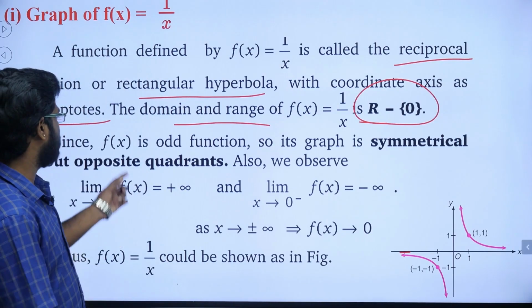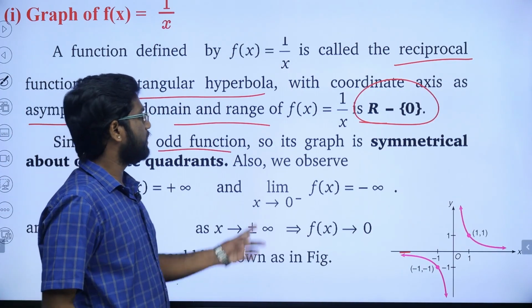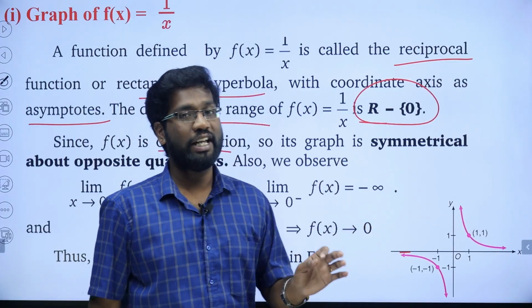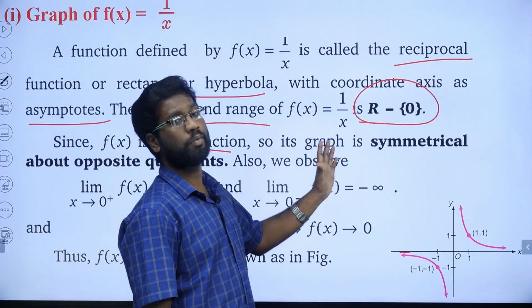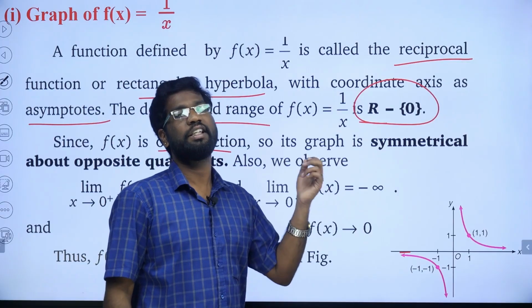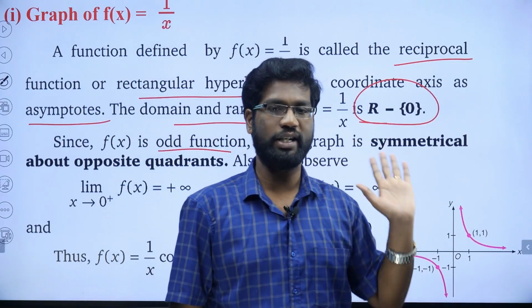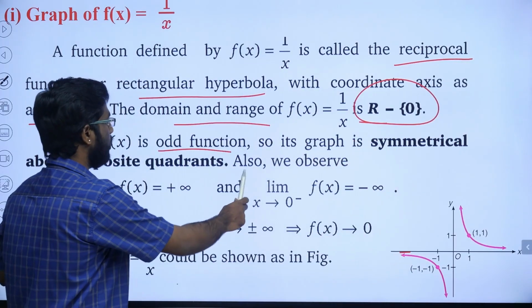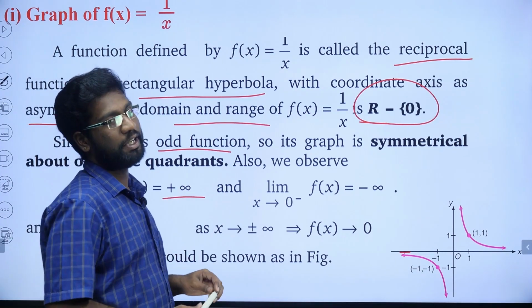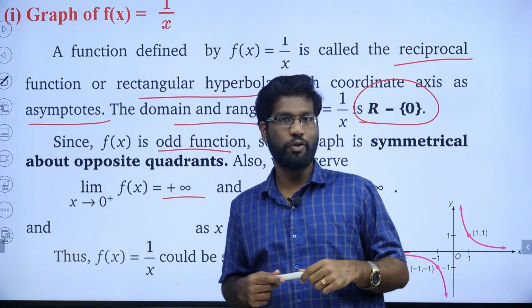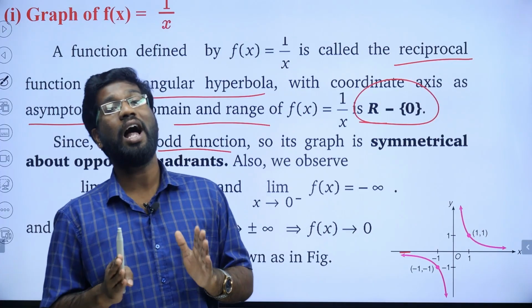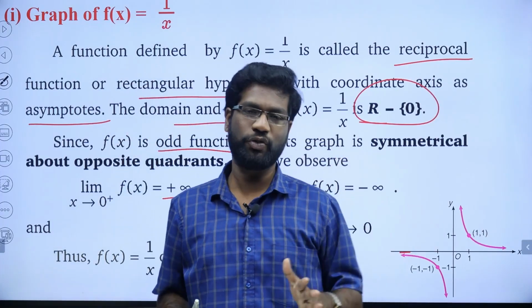Okay, my dear students, and I also explained how it is an odd function. Since it is an odd function, it is symmetrical about opposite quadrants. So wherever they are giving an odd function, sometimes in properties they might ask you, my dear students, if the function is odd, then it is symmetrical about opposite quadrants. Okay, my dear students. Also, we observe limit x tends to 0 plus. This is what I have explained to you, my dear students, approaching 0 or tends to 0. There is a difference between does not equal 0 and approaches 0 or tends to 0.